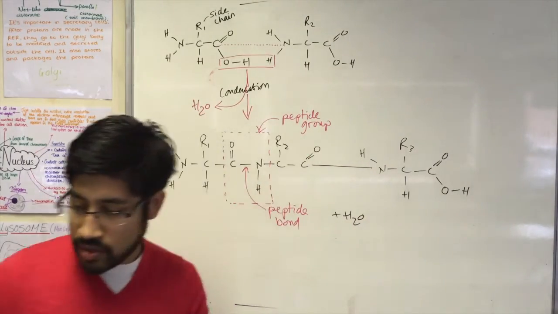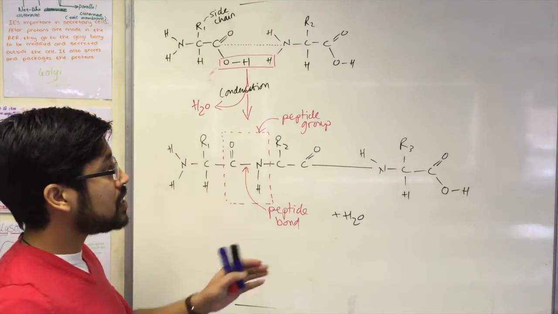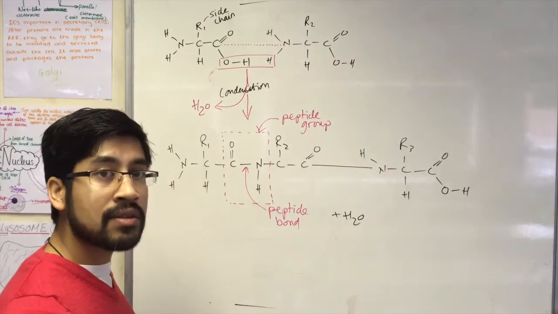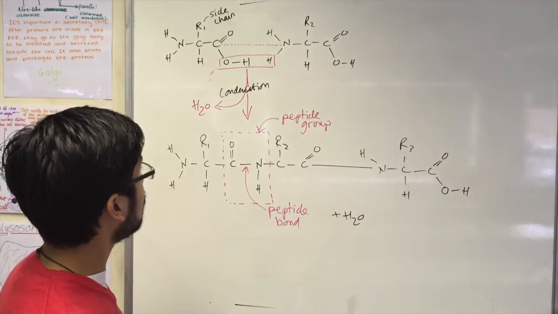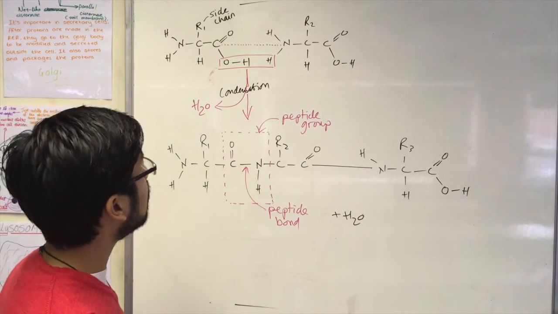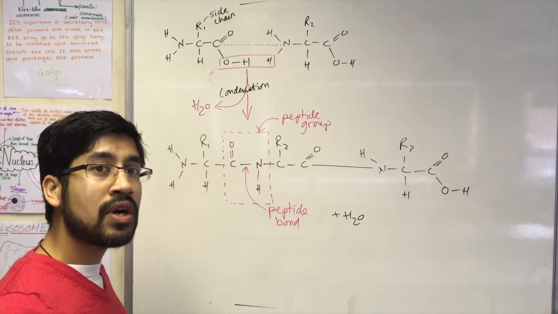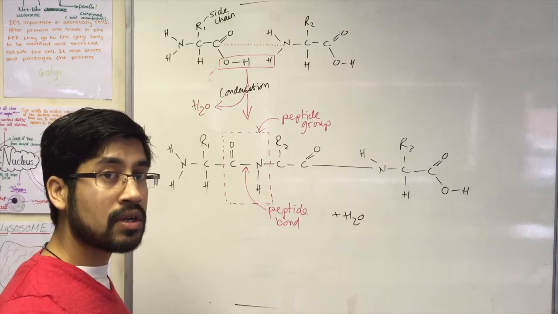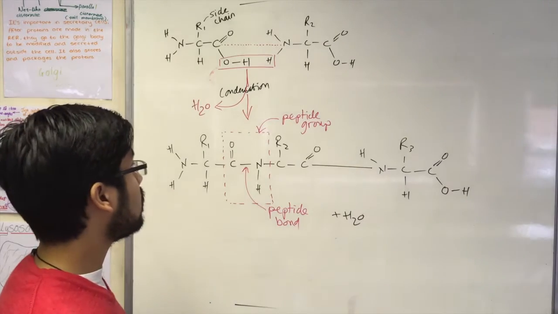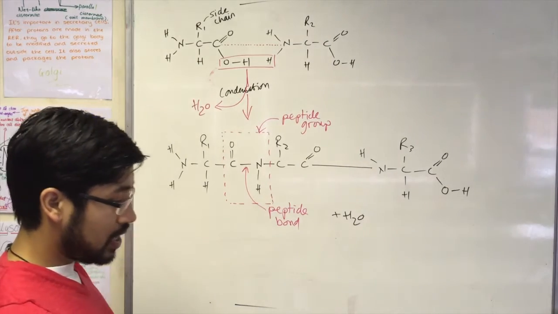Right? So we will end up with a long chain of amino acids joined by peptide bonds. Okay? Now what we're going to do is move on to the other levels of structure of the protein. So we're going to have to get rid of this stuff.